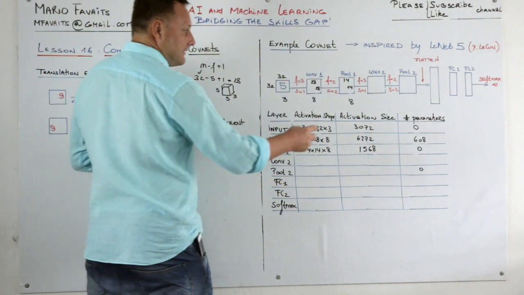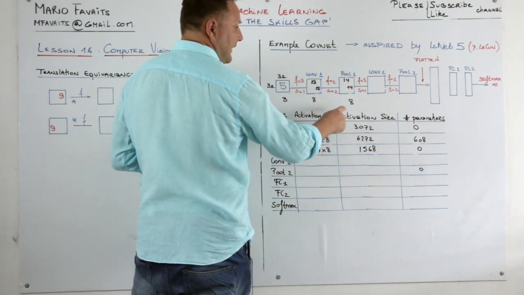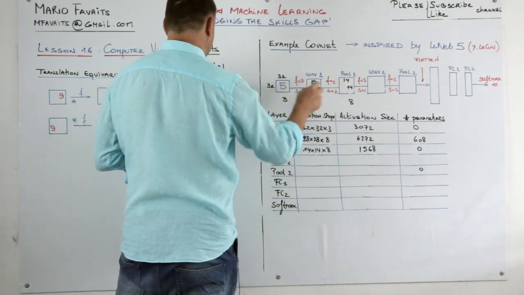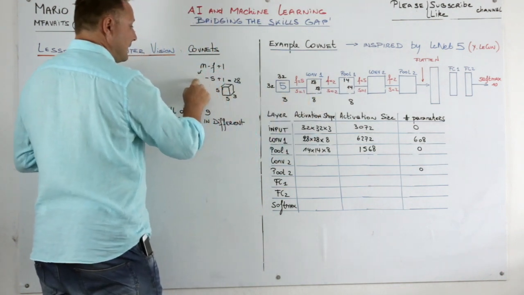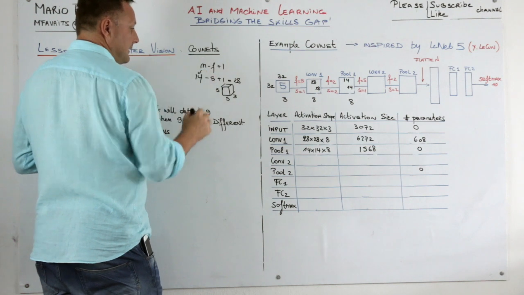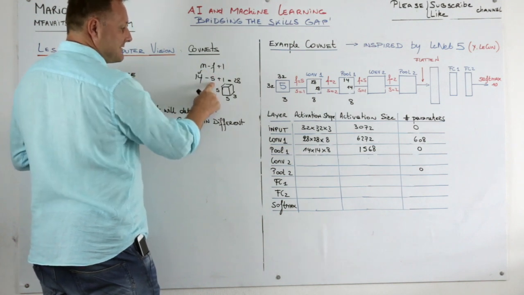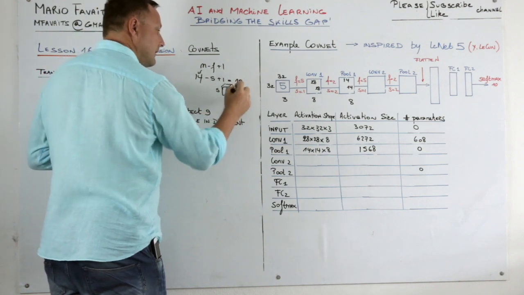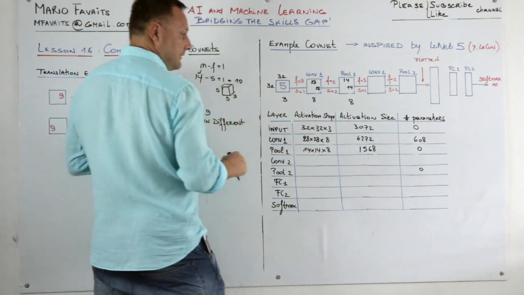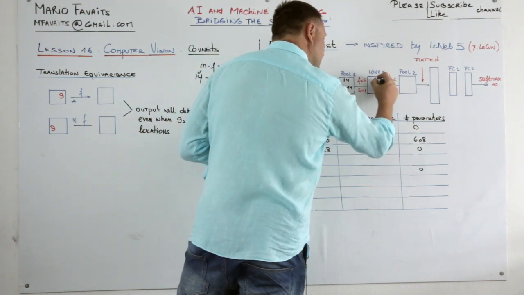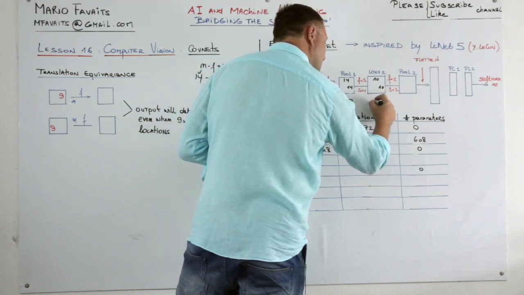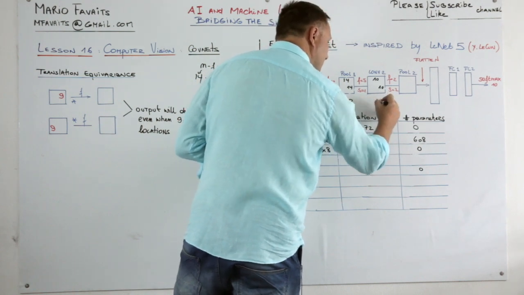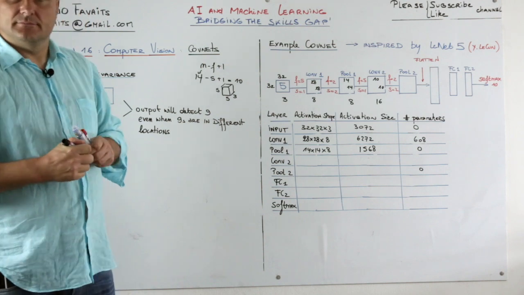Now we're at the second convolutional layer. What is the size? Well, n is 14 and f remains the same, so 14 minus 5 plus 1 becomes 10. So height and width is 10, and the number of channels we're going to double now. We're going to take 16 channels.